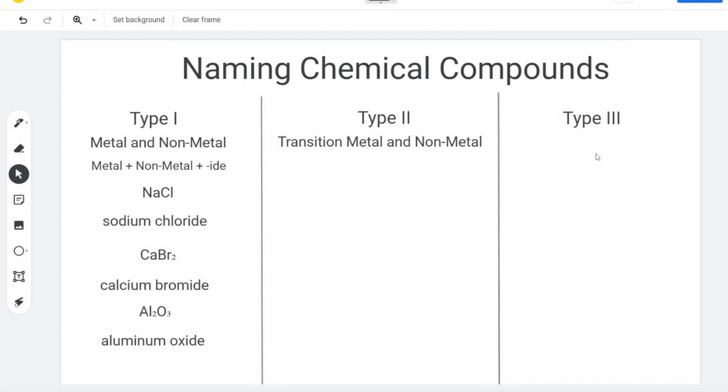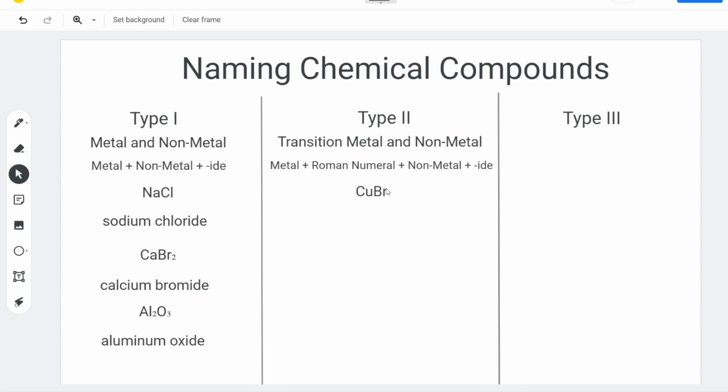The second type of chemical compound is between a transition metal and a non-metal. In order to find the name for a type 2 chemical compound, we must follow the following process. We must take the transition metal and add a Roman numeral, which I will explain in a moment, along with the non-metal with the suffix "ide" to give us the name of the compound. For example, for something like CuBr, we have copper and bromine. So how do we find the Roman numeral that we're going to use for the name of this compound?